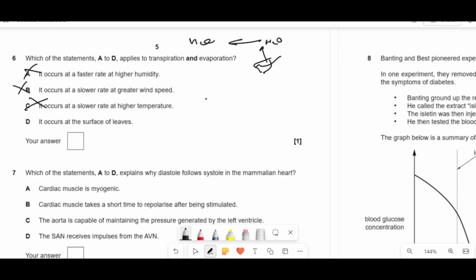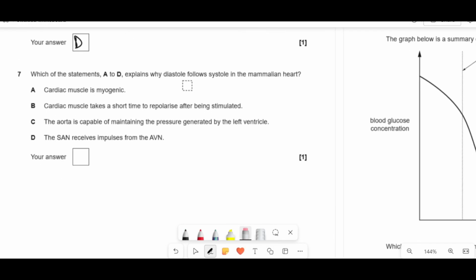But also you're evaporating it faster because you're heating it. So that one's out. So it's got to be D, and that is indeed correct because it's through the stomata, through the leaf surfaces, and it's evaporation from the inside and the water leaving out through the stomata by diffusion. Next is which of the statements explain why diastole follows systole in the mammalian heart.